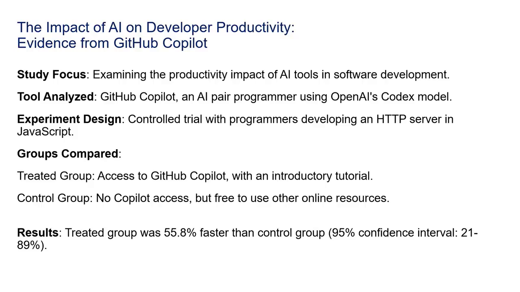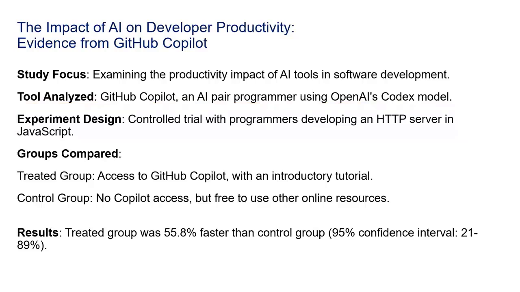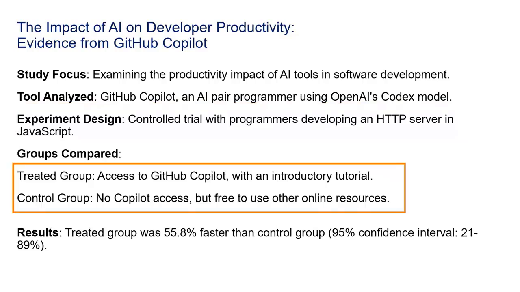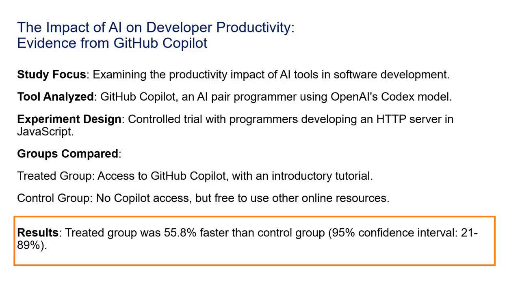The experiment was a controlled experiment where programmers were asked to develop an HTTP server in JavaScript. Two groups were compared. The treated group had access to GitHub Copilot. The control group had no Copilot access. And if you look at the results, the treated group was about 55.8% faster than the control group with a higher confidence level.